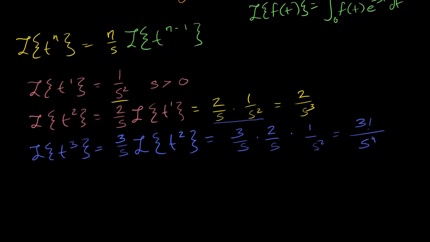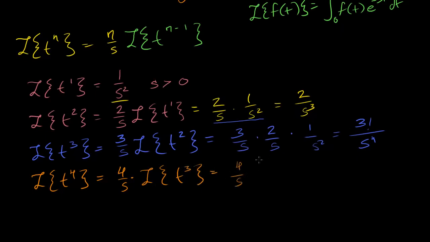Let's do another one. I think you already are getting the idea of what's going on. Laplace transform of t to the 4th power is what? It's equal to 4 over s times the Laplace transform of t to the 3rd power. And that's just 4 over s times this. So it's 4 over s times 3 factorial over s to the 4th. So now 4 times 3 factorial, that's just 4 factorial over s to the 5th.